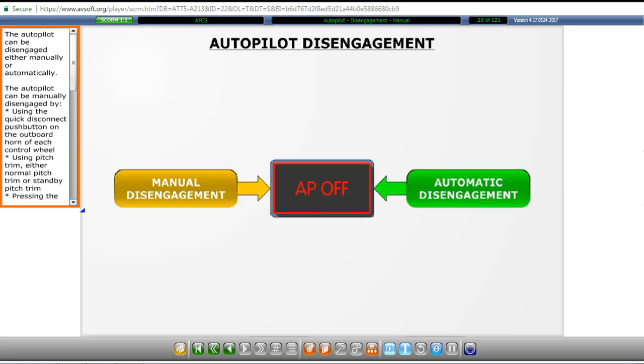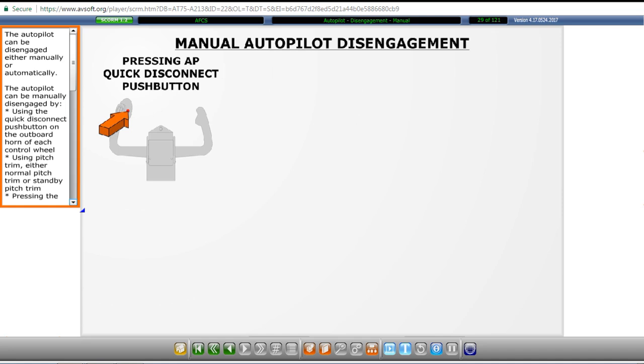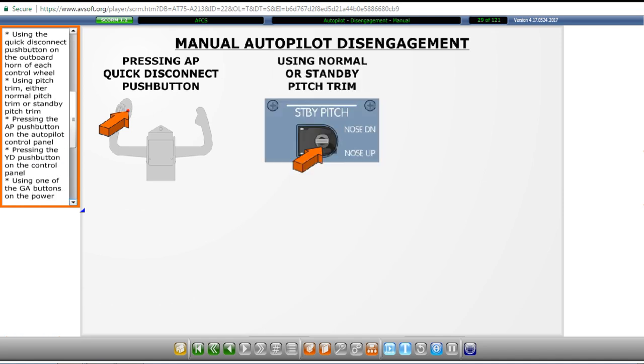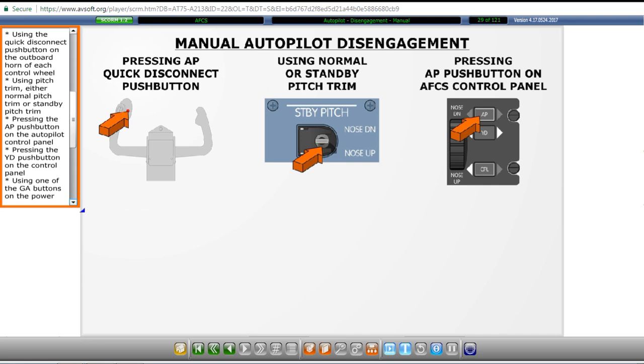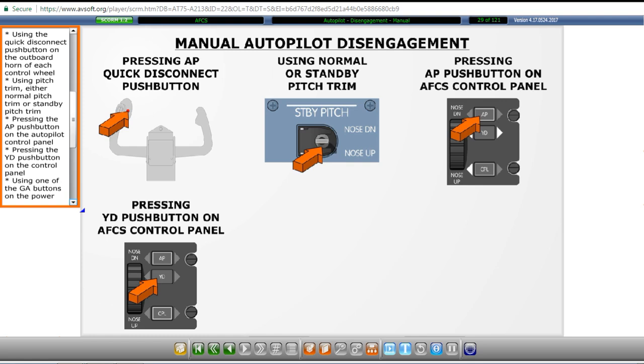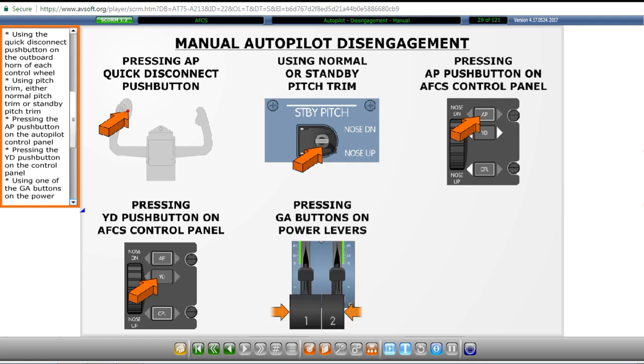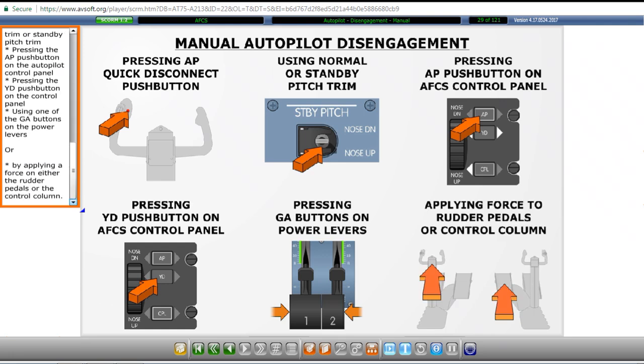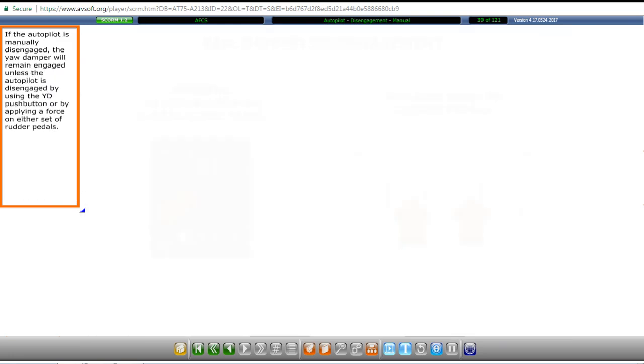The autopilot can be disengaged either manually or automatically. The autopilot can be manually disengaged by using the quick disconnect push button on the outboard horn of each control wheel, using pitch trim, either normal pitch trim or standby pitch trim, pressing the autopilot push button on the autopilot control panel, pressing the yaw damper push button on the control panel, using one of the go-around buttons on the power levers, or by applying a force on either the rudder pedals or the control column.